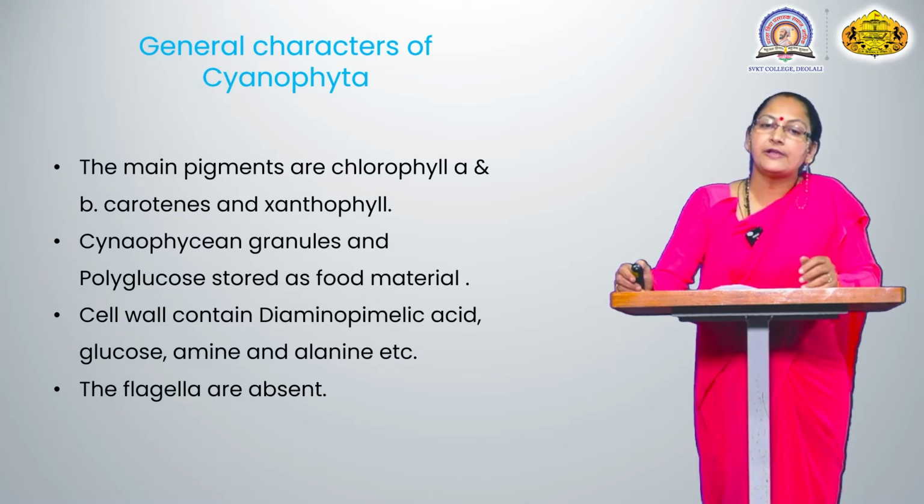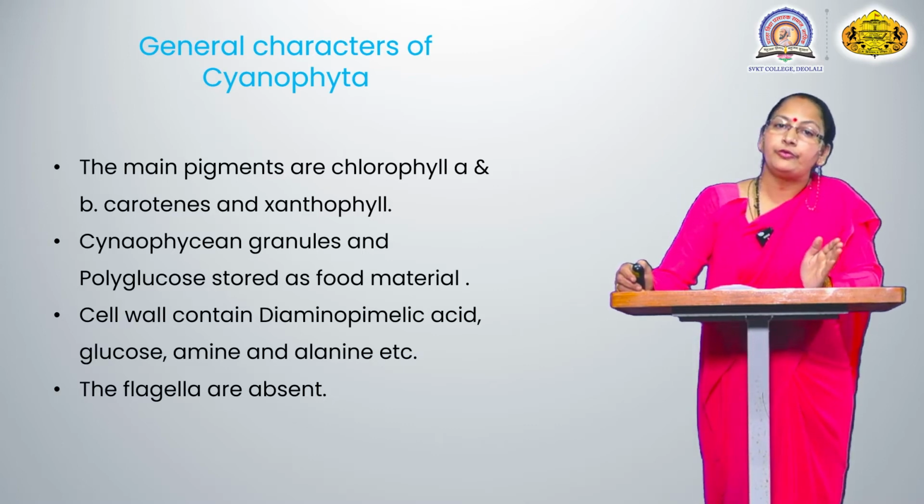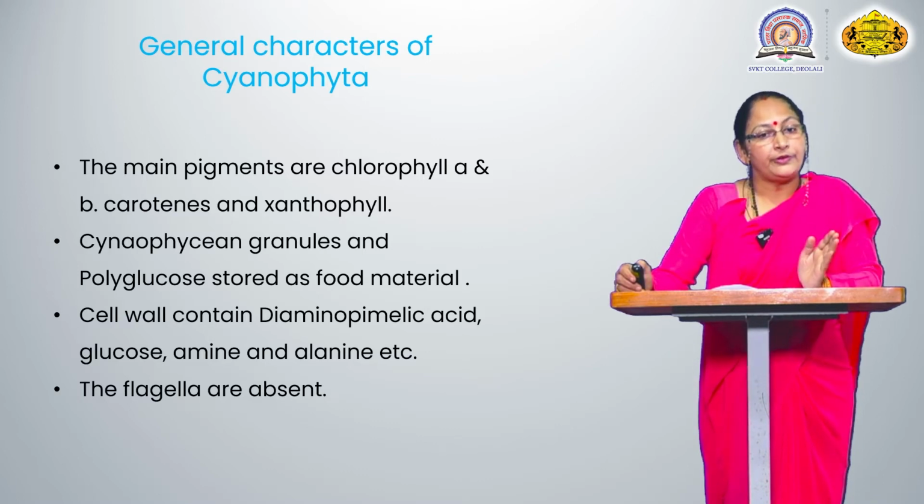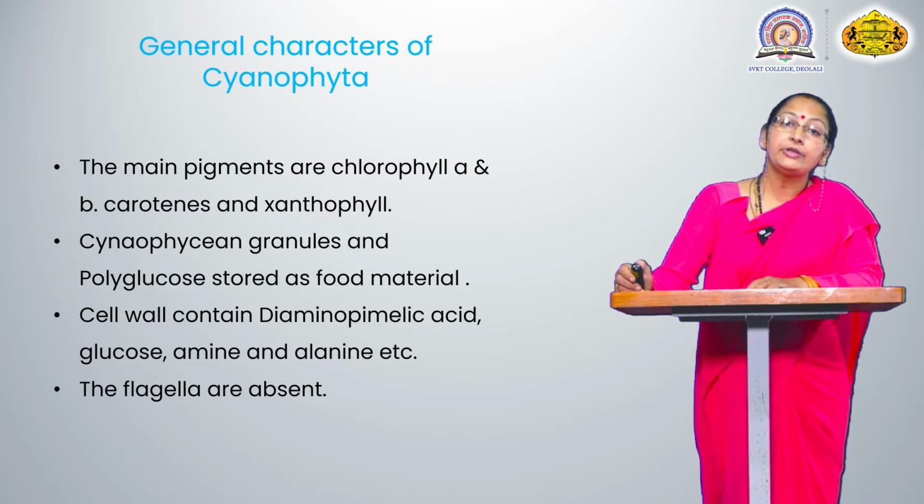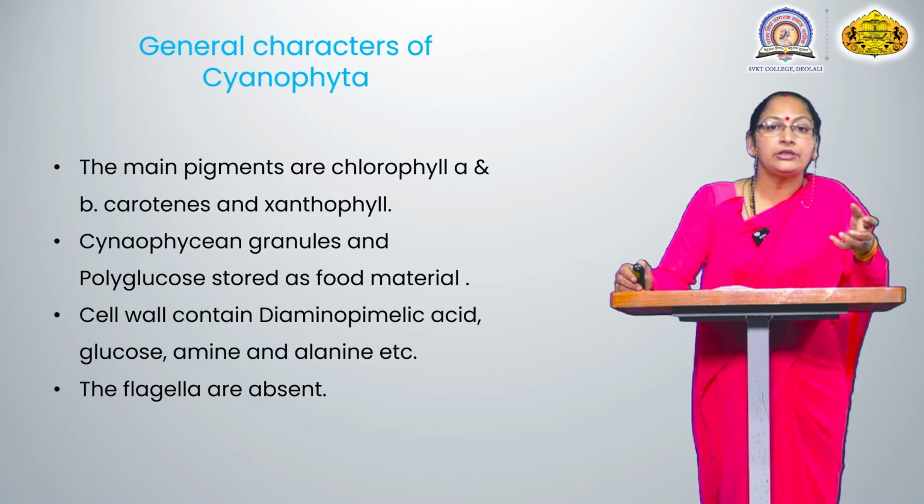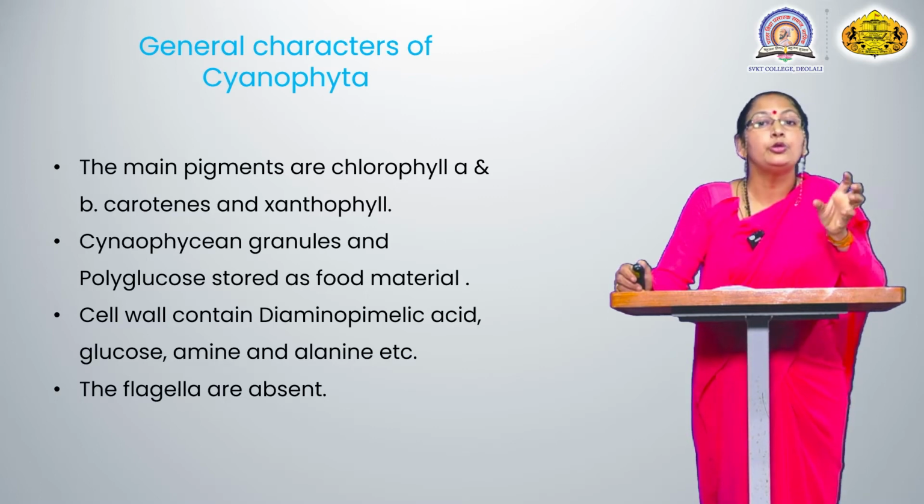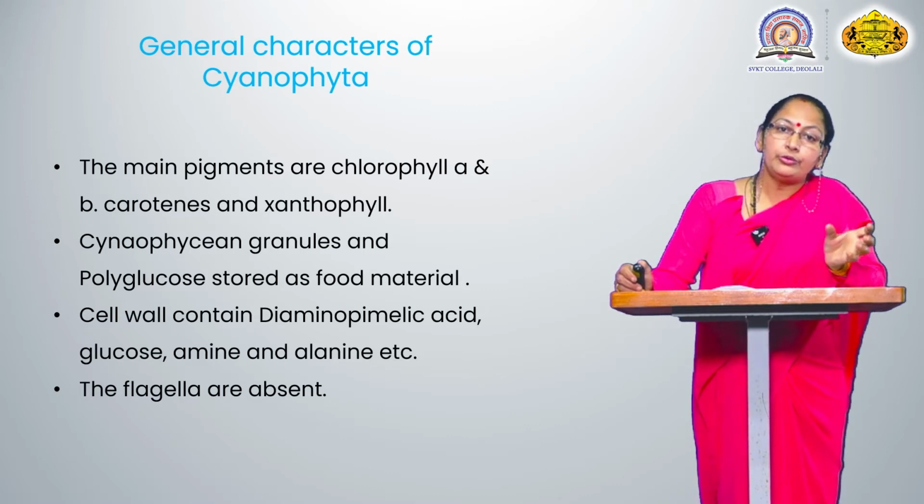Say, student, in the first characteristic of the Cyanophyta, the main pigments are chlorophyll A, then chlorophyll B, then the carotenes and the xanthophyll. These 4 pigments are very important in the Cyanophyta because these pigments give color to the algae. These 4 pigments of the Cyanophyta give the bluish color. That's why it is a cyanophytic blue-green algae.